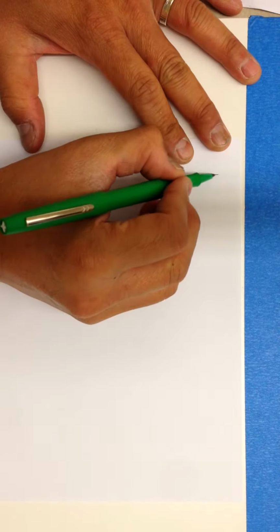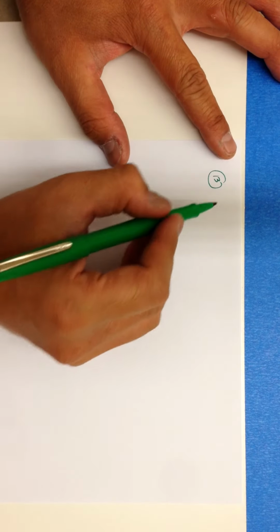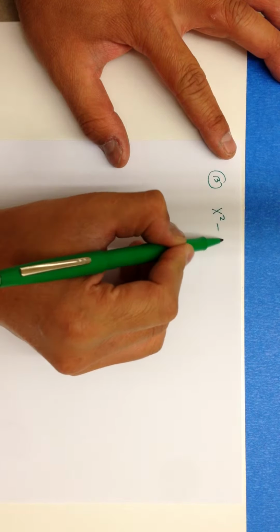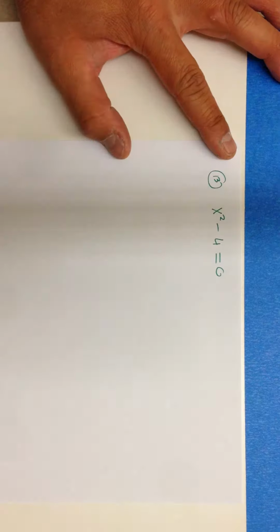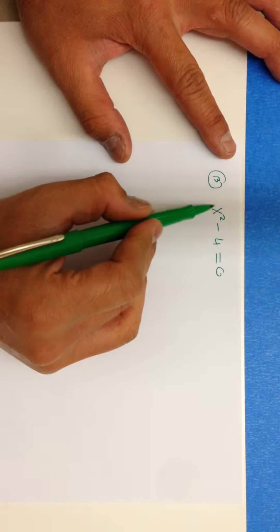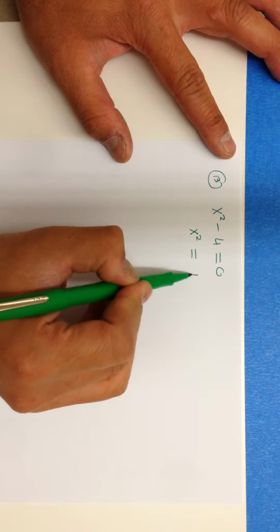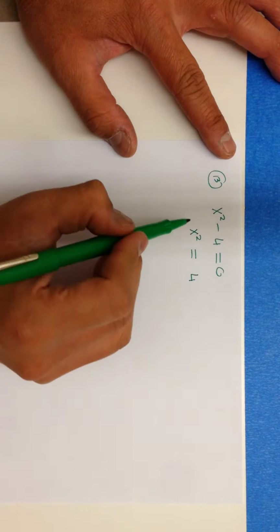Number 13 says solve by finding the square roots. Alright, so we first write down the problem. Solve by finding the square root means that you have to isolate x squared. You isolate whatever got squared by adding 4 to both sides. And all you have to do now is take the square root.